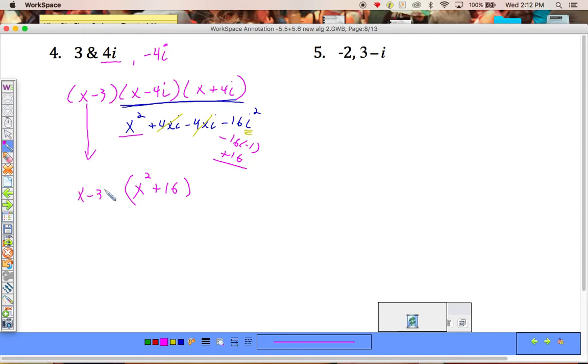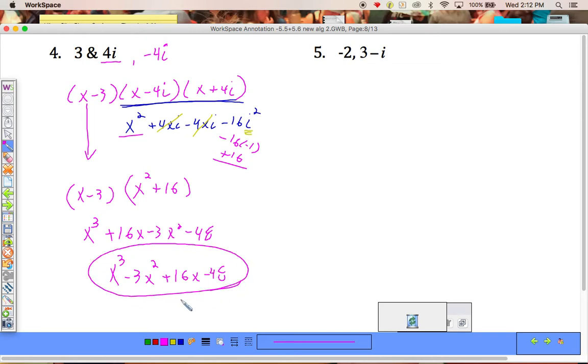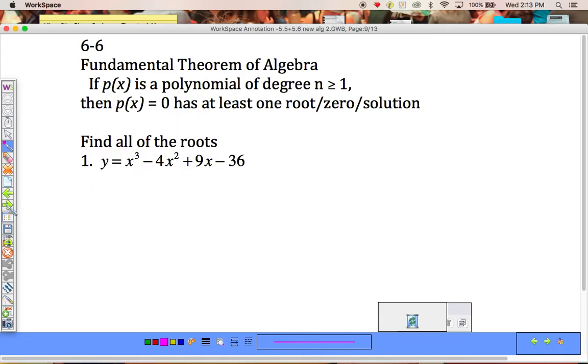Bring down this x minus 3, and I'm going to FOIL again. And to get a good looking answer, I'm going to change the order. And there it is. I's come in pairs. All right, let me see, I think this will be the last one.